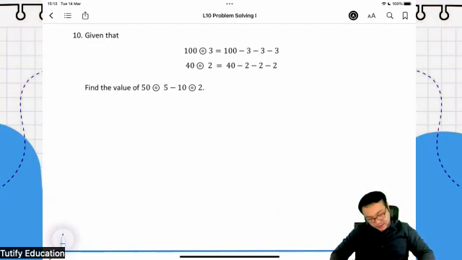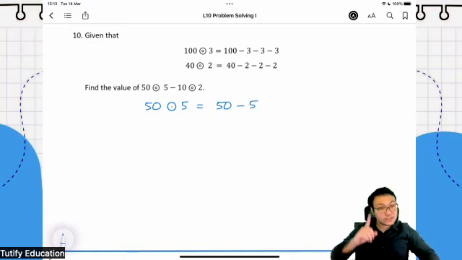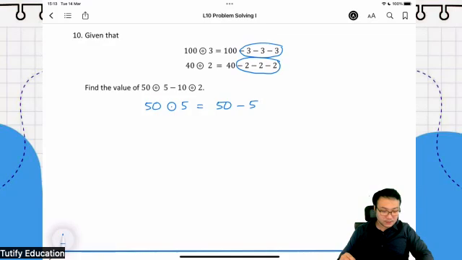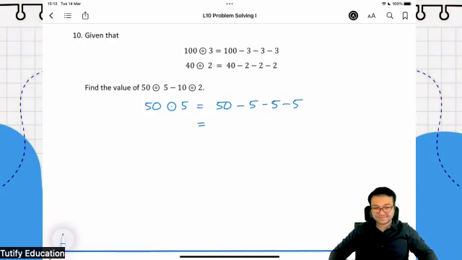First, I want to ask you what is 50, circle 5. What does it mean? That means you take the first number 50, then what do you do? You minus what? 5. Minus 5. Only minus 1 time. How many times must you minus? You look here. Look here and look here. How many times are they minusing? 3. 3 times, right? Correct. So you minus 5, minus 5, minus 5. Tell me the answer. 35. Very good.